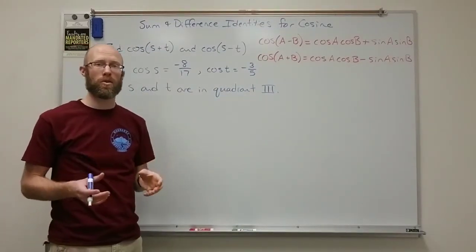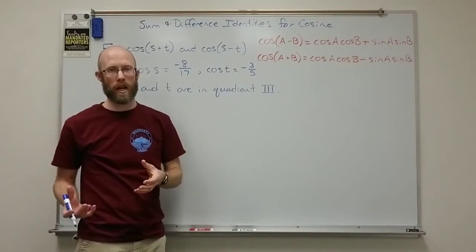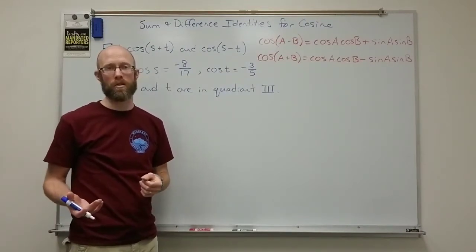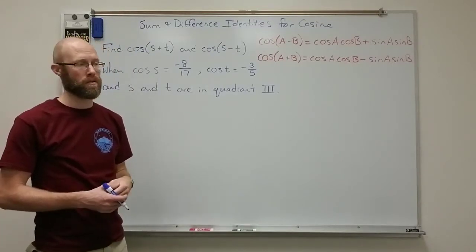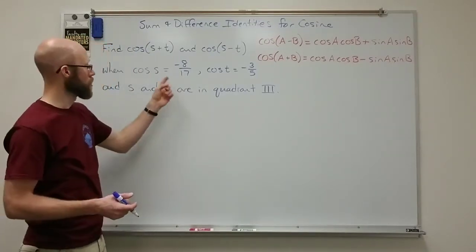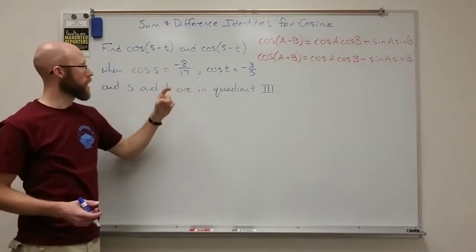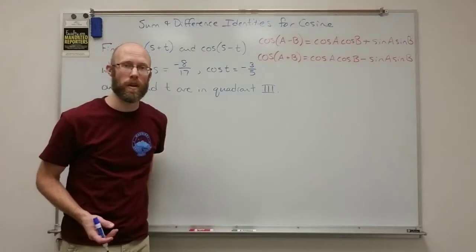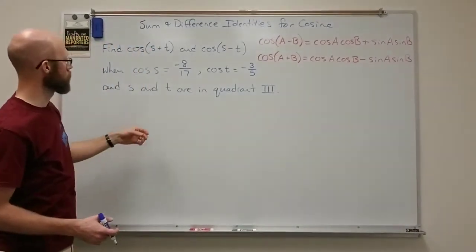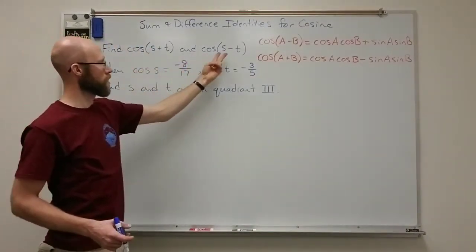So if I've got two third quadrant angles, the cosine's got to be negative, right, because tangent and cotangent are the only positive trig functions in the third quadrant. So they have to be negative, that makes sense. And so I've got two angles here that have different cosine values, and what I want to do is find cosine s plus t and cosine s minus t.